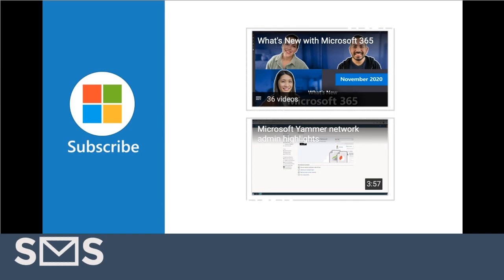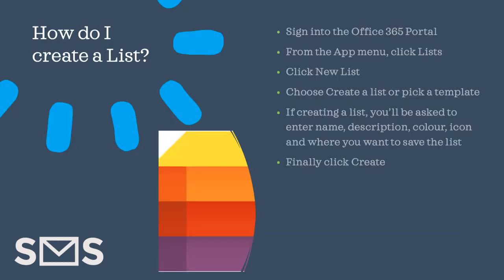Great. Okay, thank you, Martin. So in summary, it's again very similar to the other two functions that we've looked at today. Sign into the 365 portal, go to the app menu, click on Lists. Click a new list, choose to create a list or pick from a template, and then it will ask you to put in your name, description, color, icon, and where you want to save the list. Finally, at the end of that process, you click create and your list will be in place.